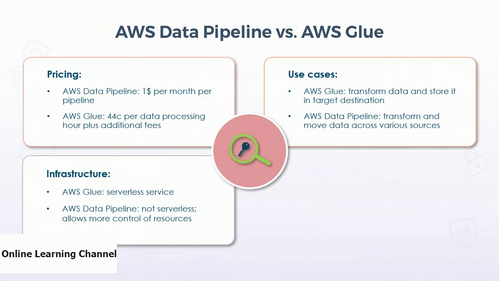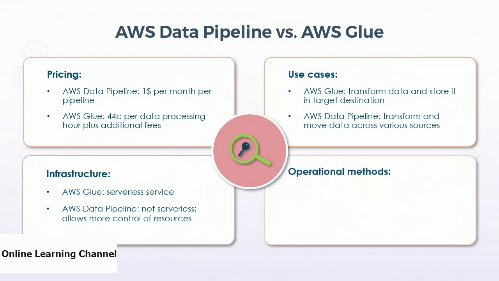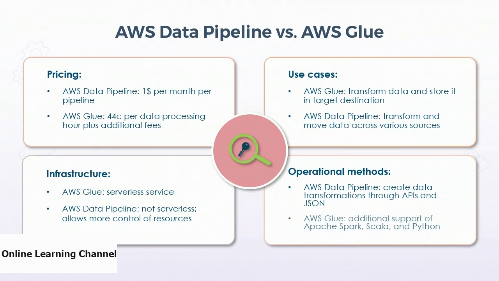The fourth differential parameter is operational methods. AWS Data Pipeline allows users to create data transformations by programming APIs as well as using JSON files. It is able to provide support for DynamoDB, SQL, or Amazon Redshift. On the other hand, AWS Glue allows built-in transformations while providing support for Amazon S3 and Amazon RDS, in addition to Redshift, SQL, and DynamoDB. It also provides support for the Apache Spark framework, including Scala and Python.